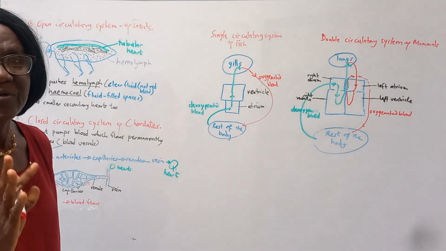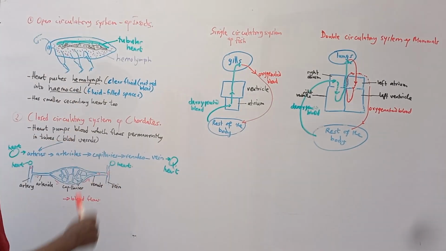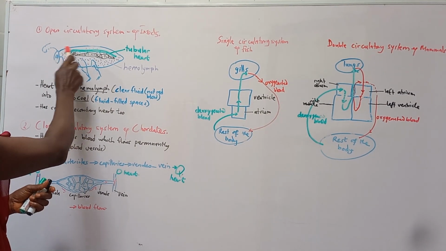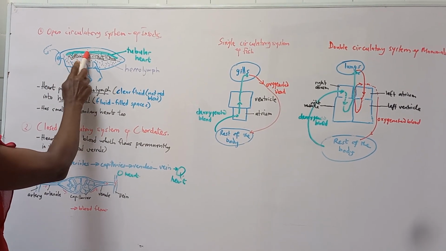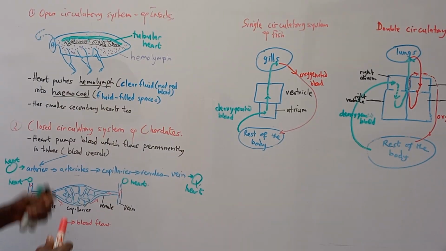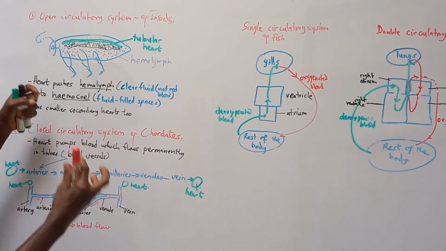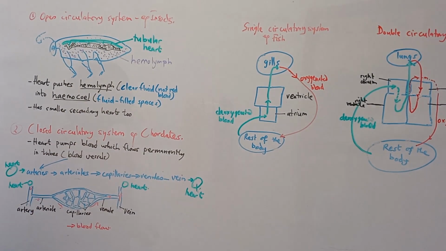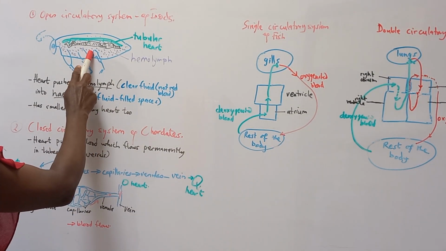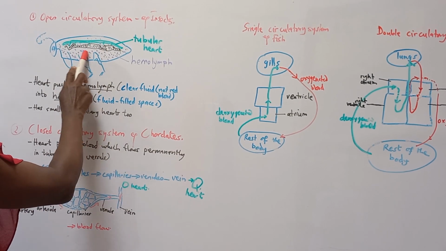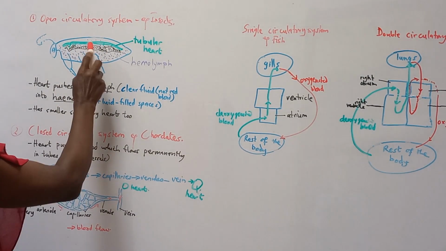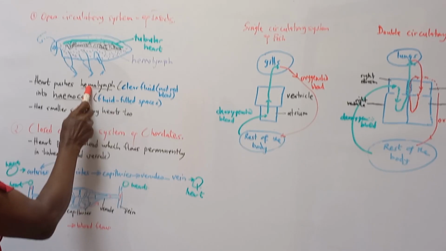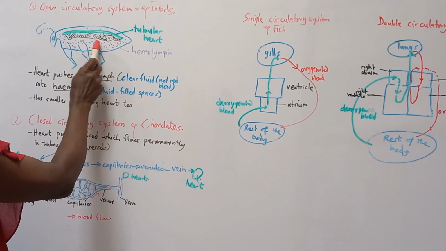First of all, we want to explain open circulatory system, which is found in insects. So I have an insect drawn here. This insect has a tubular heart, and the function of this tubular heart is to pump clear fluid, that is hemolymph. These insects don't have red blood. They have clear fluid in which substances move to feed cells. And the tubular heart pumps this clear fluid, which is called hemolymph, into spaces in the insect.